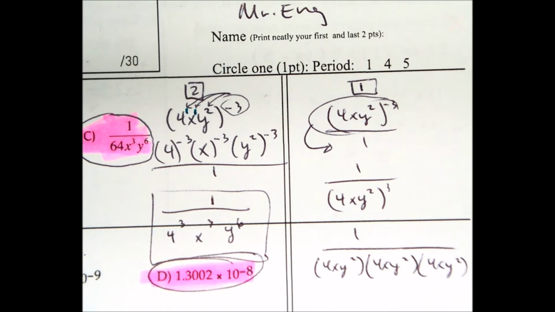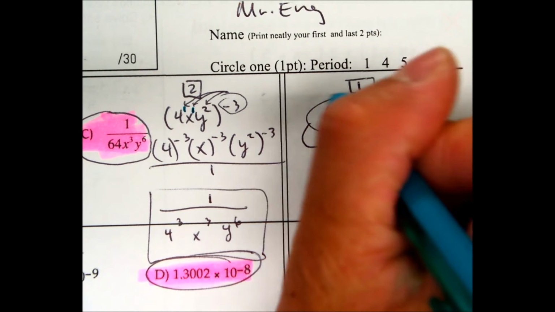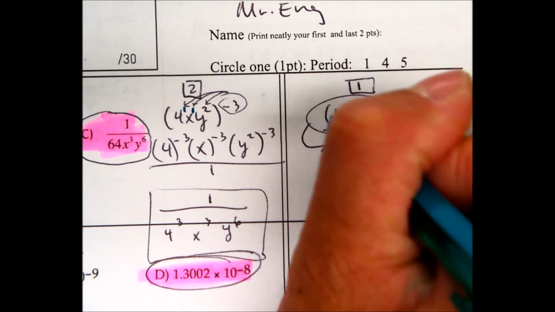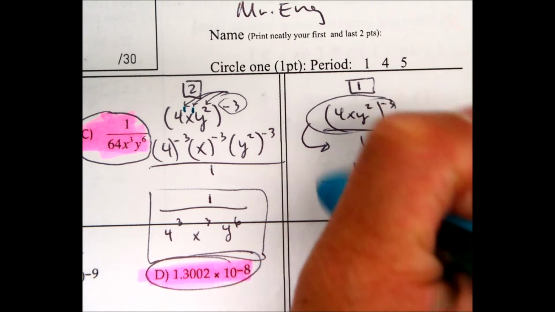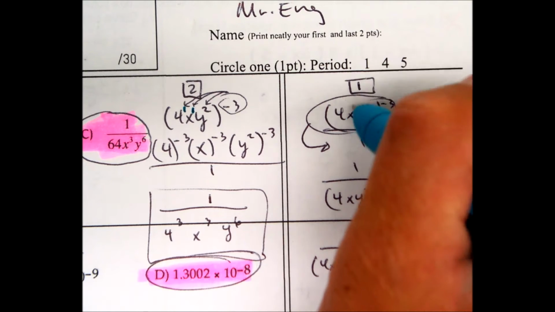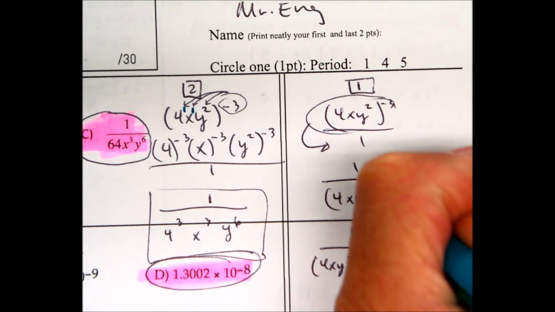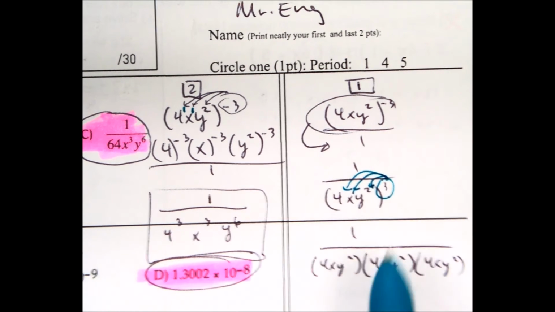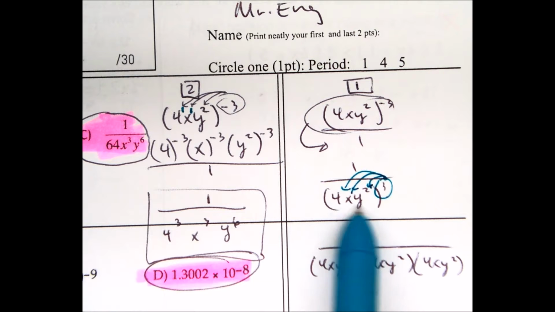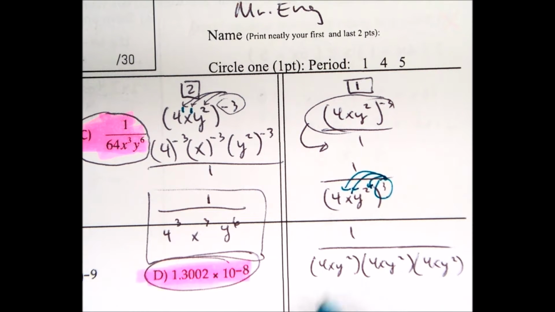Second way you could have done this problem is just in the very beginning, take everything in the numerator, because it's in the parentheses to the negative 3 power, put that in the denominator. When there's nothing left in the numerator, you can put a 1 there. And then you just do the same thing. You can go ahead and distribute. Or you can also represent that everything in the parentheses is written 3 times, and you can just multiply.